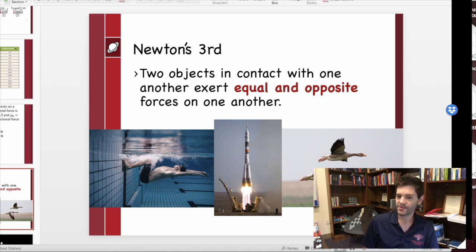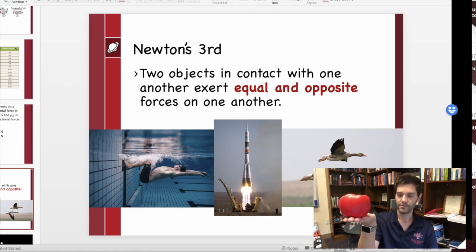The way it's stated is that two objects in contact with one another exert equal and opposite forces on one another. So what this says is when I am holding up an apple like this, if I were to do a force diagram of the apple, we would say, well, there's gravity pulling down on the apple, but the apple is also touching the hand, so the hand must be exerting a force on the apple. That would be correct.